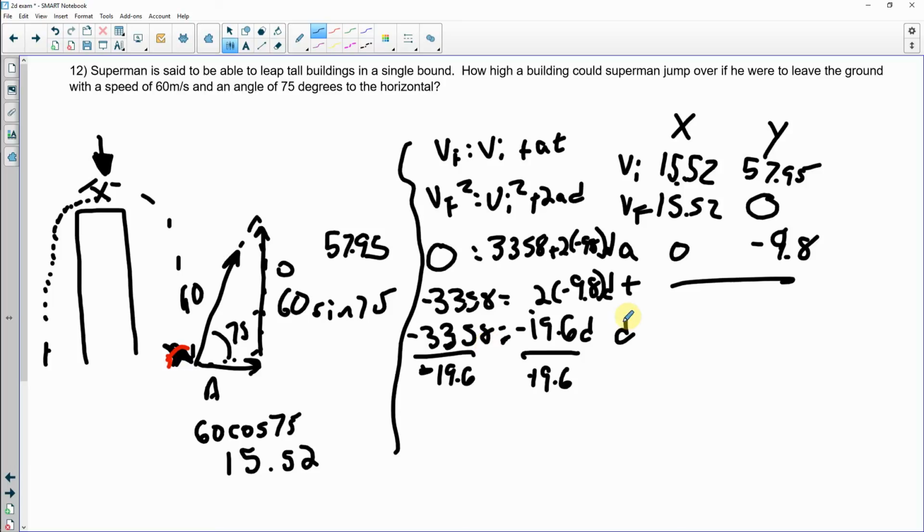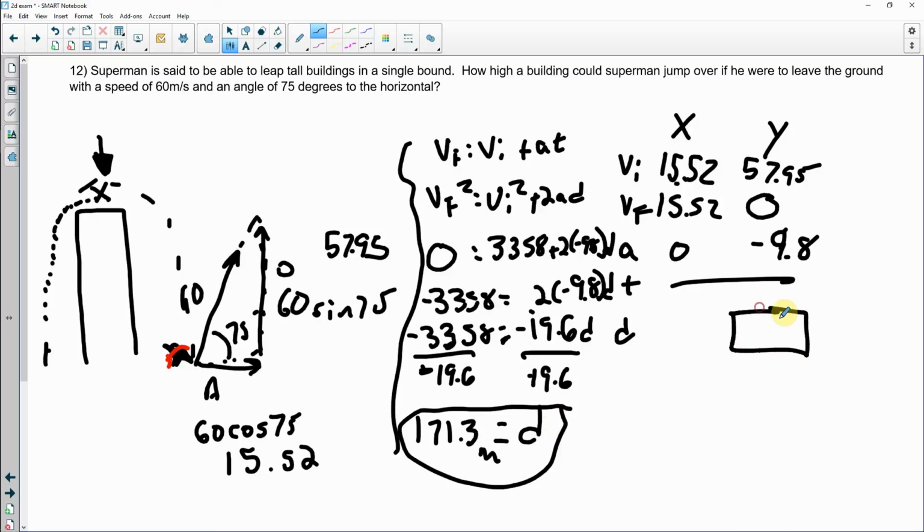Well, the good news is those two negatives will cancel out, and I will end up with a displacement that is positive, because Superman's going up, 171.3 meters, give or take. So there you go with that. And that's good because we're looking for displacement in the y. How high can he go?